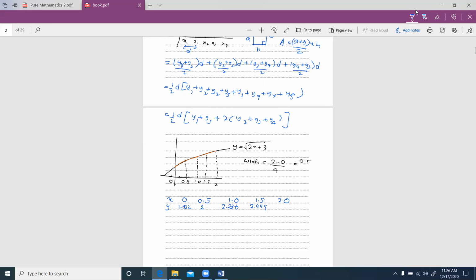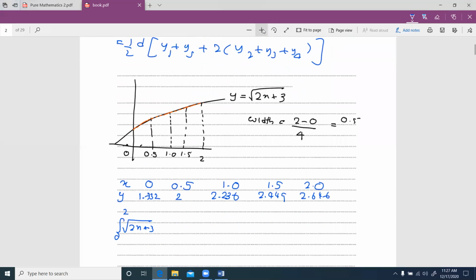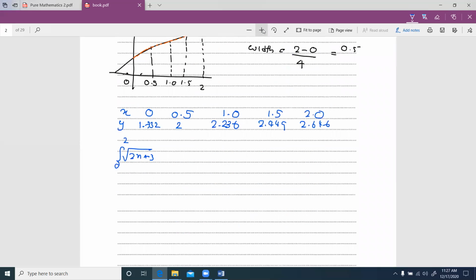2.646. Then we can find, this is the way of writing this answer. Then you can say integration from 0 to 2, square root of 2x plus 3. Let me expand it, it's easier for me to write. You can write like this, according to this formula.